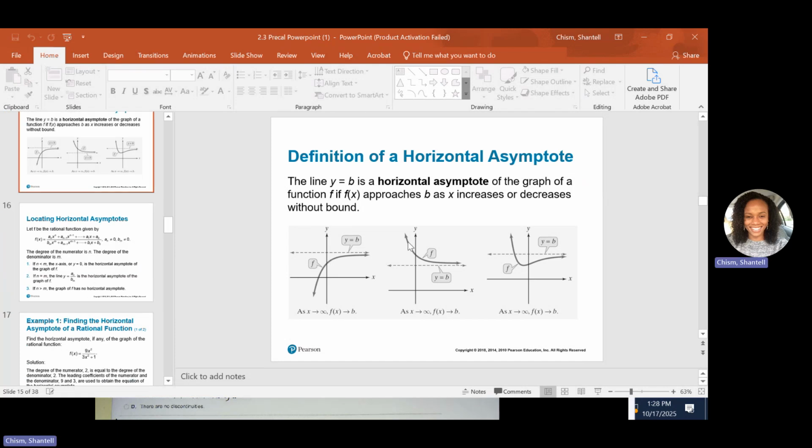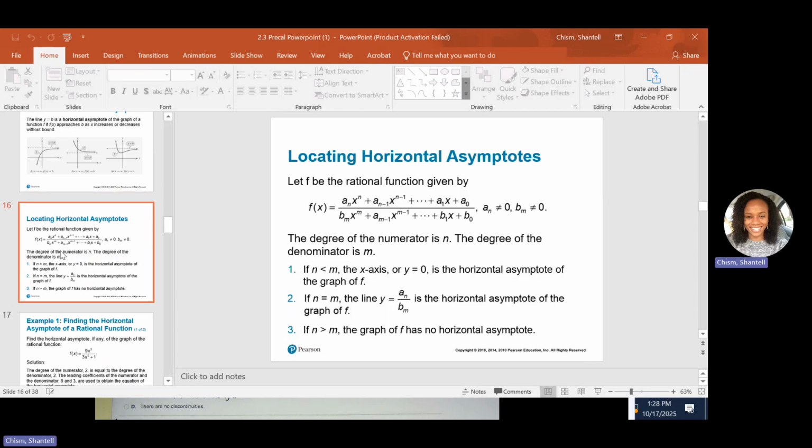Even if it was the other direction, it could be similar. As x approached negative infinity, the function could approach b, okay? So either direction. So how do we find horizontal asymptotes? This time, we have three different cases that you've got to pay attention to that will help you determine if you have a horizontal asymptote and what it is, okay?